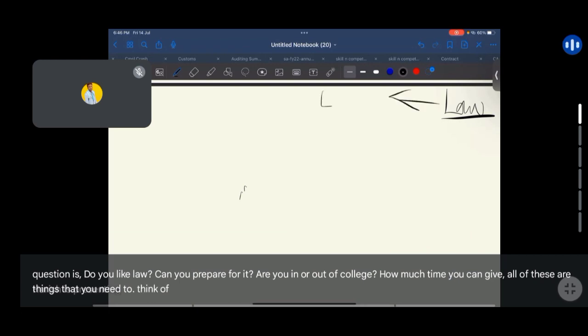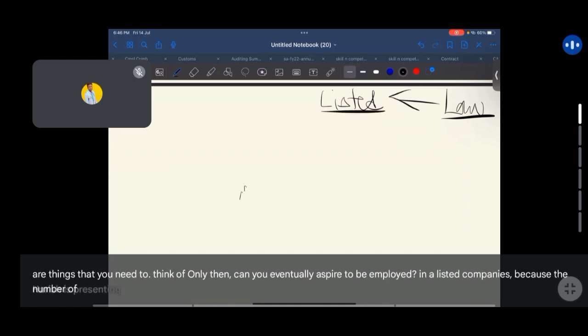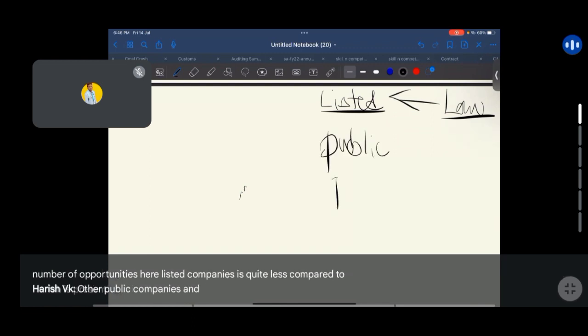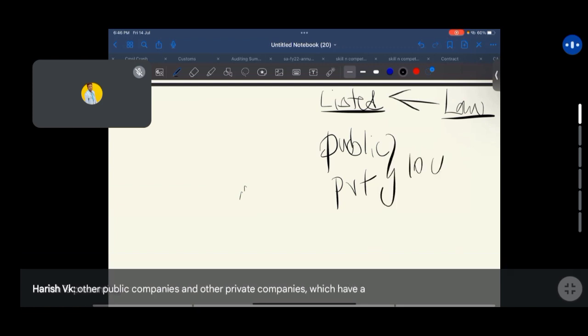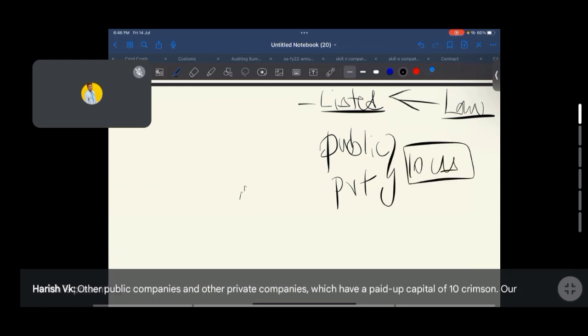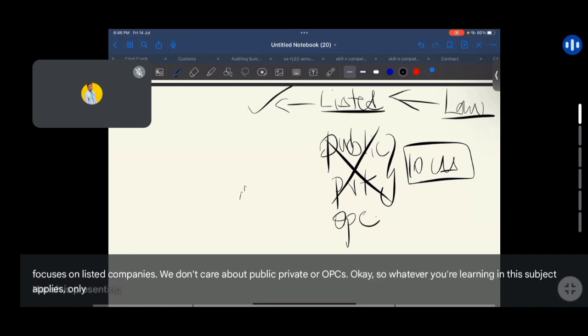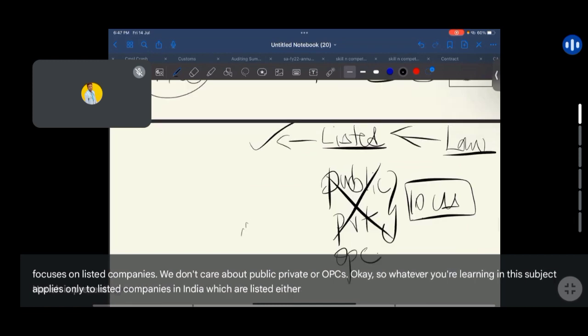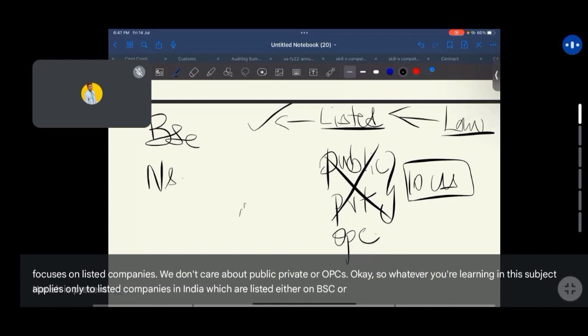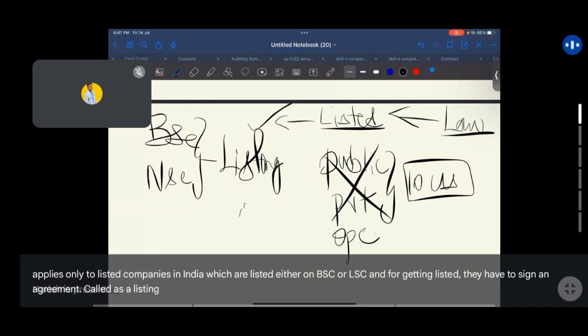And only then can you eventually aspire to be employed in listed companies, because the number of opportunities here in listed companies is quite less compared to other public companies and other private companies which have a paid up capital of 10 crores or more. Our syllabus only focuses on listed companies. We don't care about public, private or OPCs. Whatever you're learning in this subject applies only to listed companies in India, which are listed either on BSE or NSE. And for getting listed, they have to sign an agreement called a listing agreement.